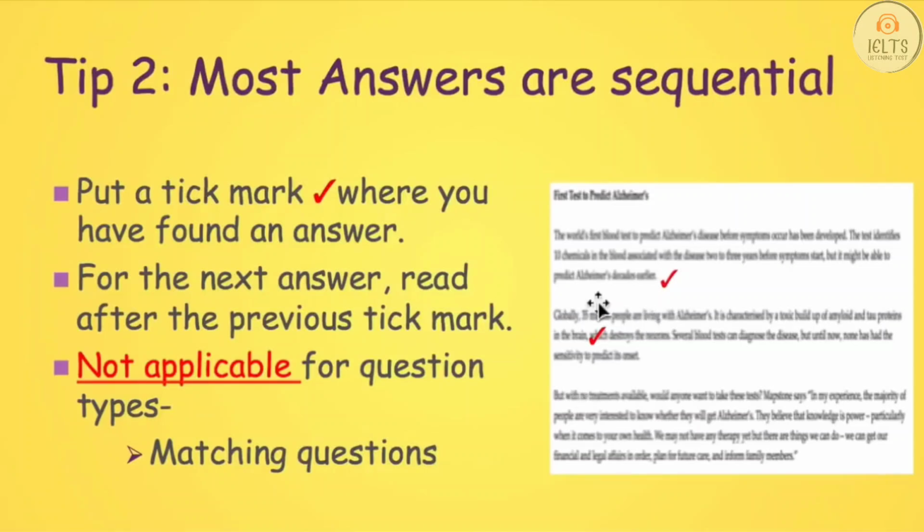So this is generally the case. The only exception to this would be matching questions, which may be matching headings or matching information or matching feature. So this really helps if you know that the answers are sequential and you put a tick mark and then read the question again and put a tick mark again, and then you know that the answer is going to be after the tick mark. It saves you time because you don't need to read the entire passage from the first to the last paragraph again. So don't spend time searching for it here and there.